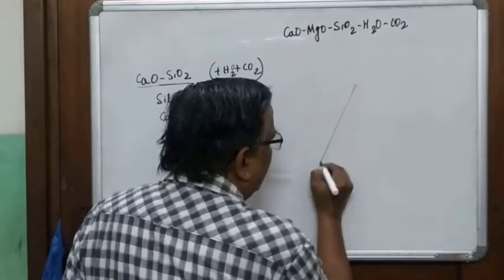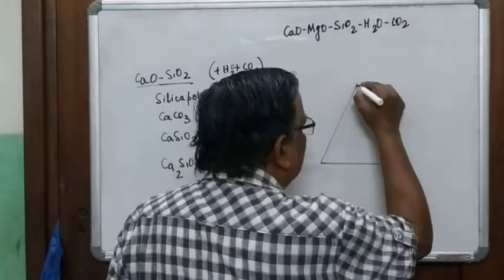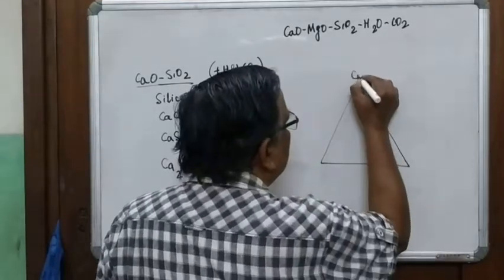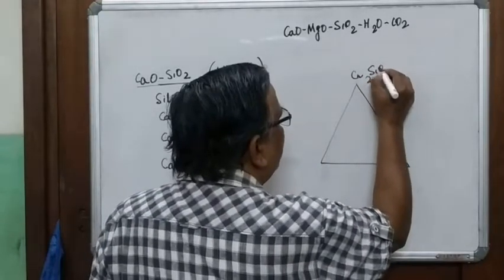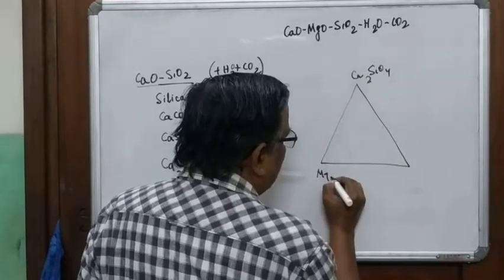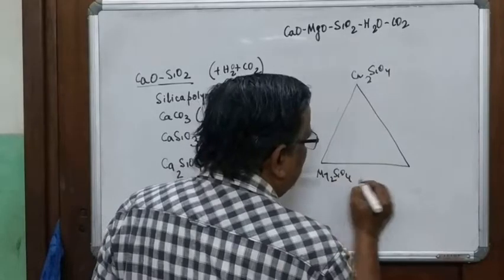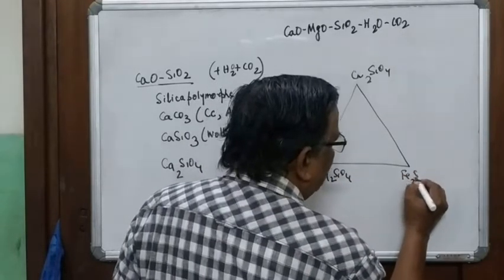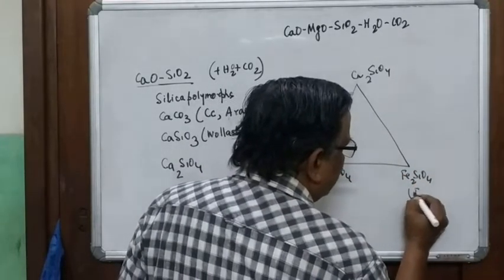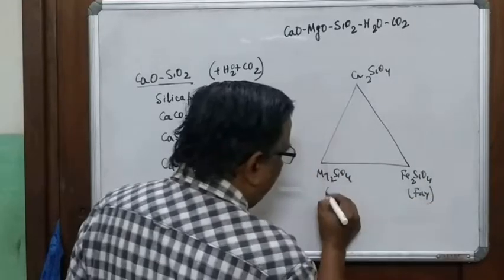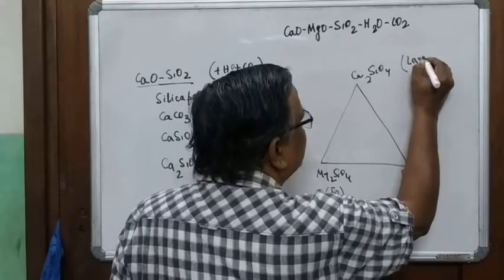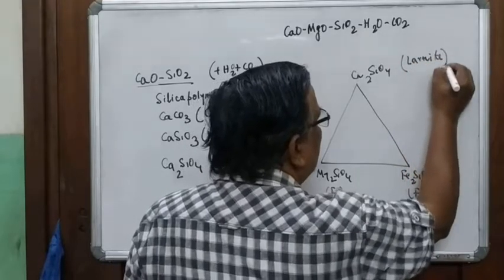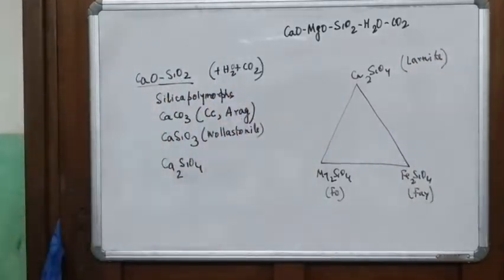Say, for example, when you have this triangle, Ca2SiO4, Mg2SiO4, and Fe2SiO4. Now, this is fayalite, as you know. This is forsterite, and this is larnite. This is the mineral larnite, which is Ca2SiO4.